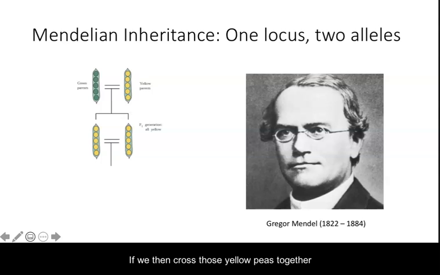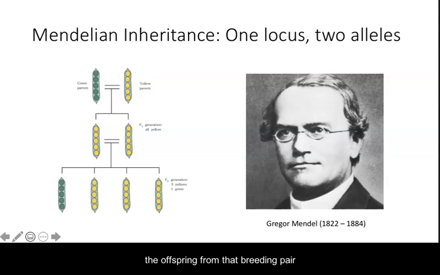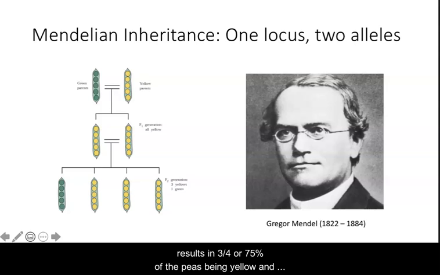If we then cross those yellow peas together, the offspring from that breeding pair results in 3/4 or 75% of the peas being yellow and 25% of them being green. So how does this happen?